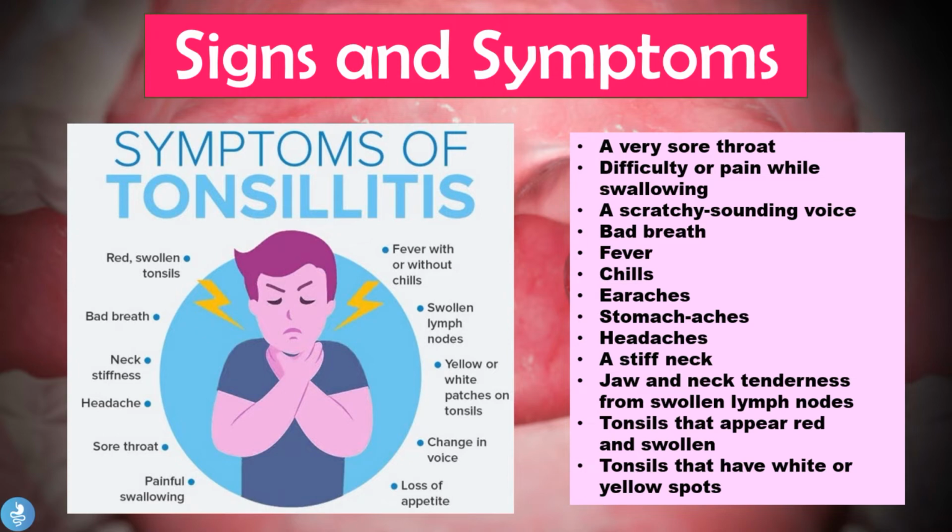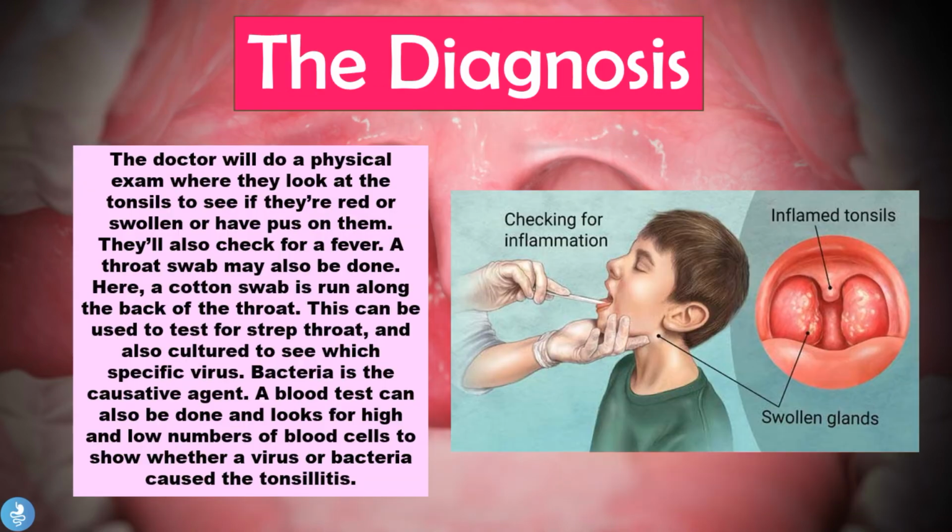So these patients usually have a very sore throat, a difficulty or pain during swallowing, and this is called dysphagia, a scratchy sounding voice, bad breath, fever, chills, earache, stomach ache, headaches, a stiff neck, jaw and neck tenderness from the swollen lymph nodes. The tonsils will also actually appear red and swollen, and the tonsils may also be covered with white or yellow spots.